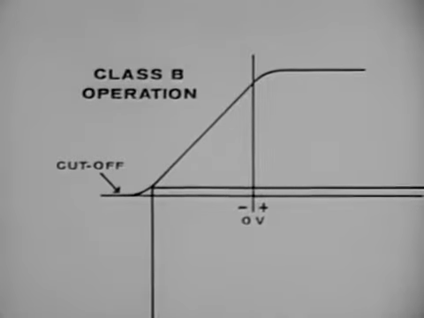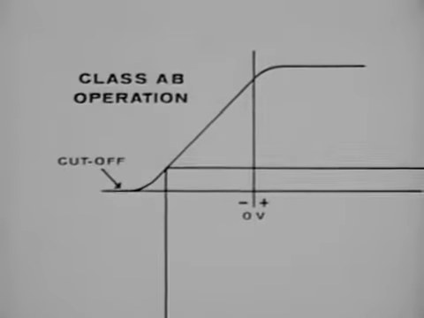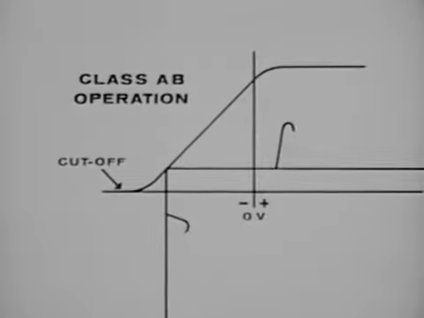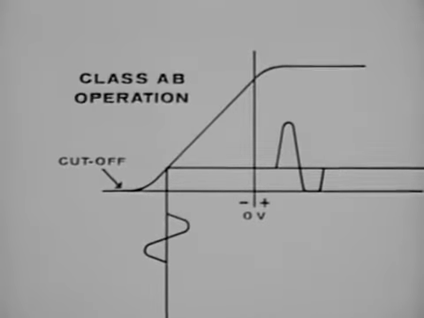If we bias the tube at or near cutoff, it is a Class B amplifier. Note that plate current represented by the upper waveform flows for only slightly more than 180 degrees of the input cycle. If we bias the tube between Class A and Class B, we have a Class AB amplifier. Again, note the relationship between plate current flow and the input cycle.